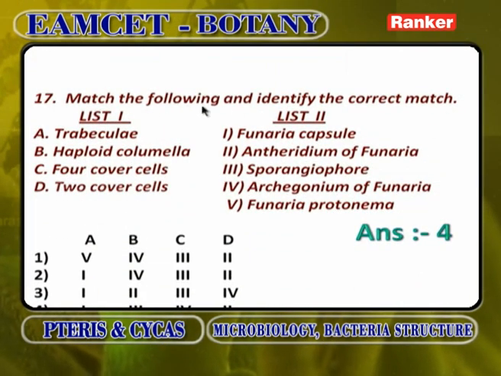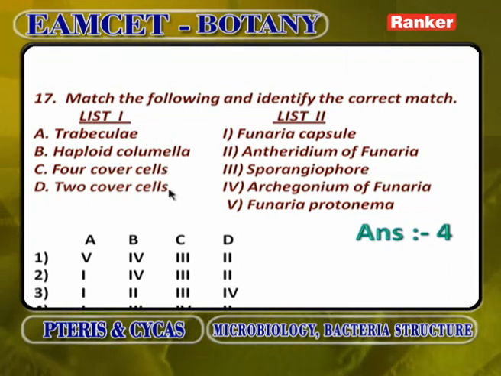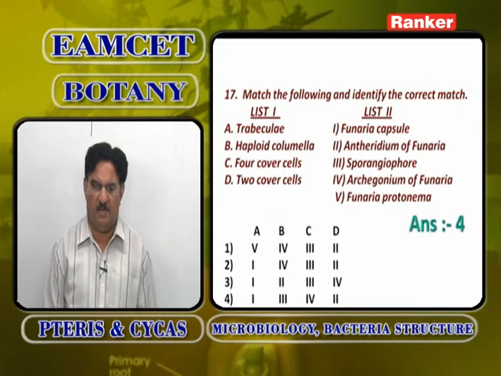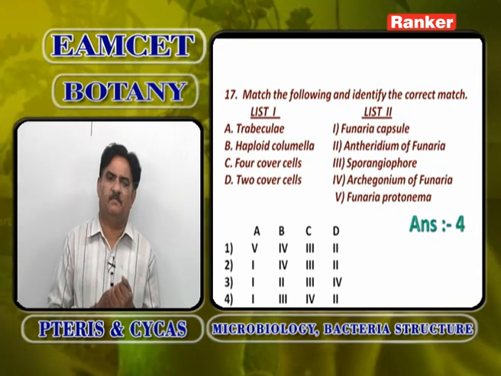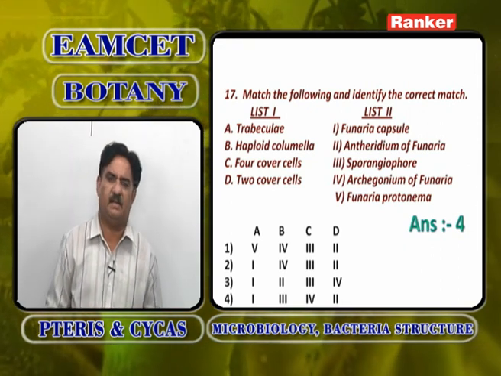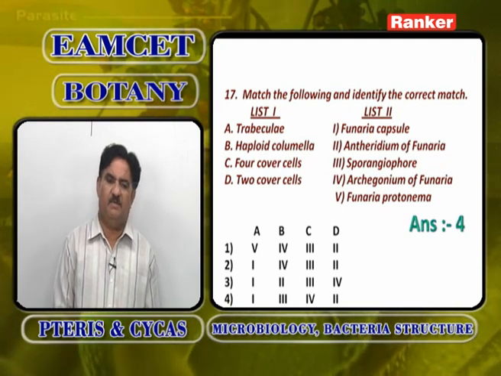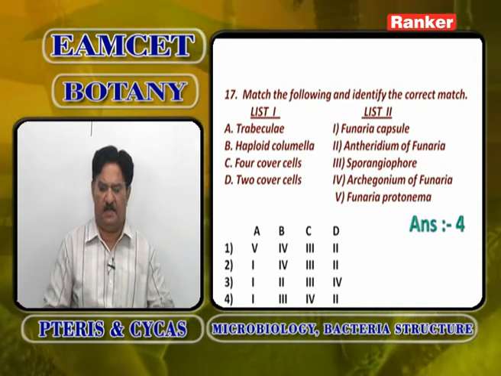Now this is a matching one. Match the following and identify the correct match. List 1: trabeculae, haploid columella, 4 cover cells, 2 cover cells. List 2: Funaria capsule, Antheridium of Funaria, Sporangiophore, Archegonium of Funaria and Funaria protonema. A1. Funaria capsule contains trabeculae, small stalk-like structures, chlorophyllous in nature, uniseriate cells connecting the outer 3-layered spore sac with assimilatory tissue. In between every 2 trabeculae, air spaces are present.